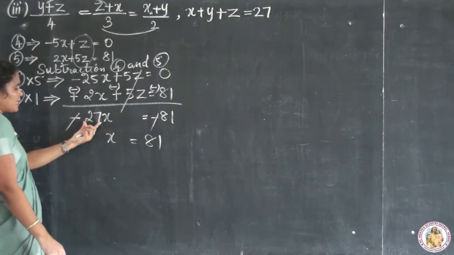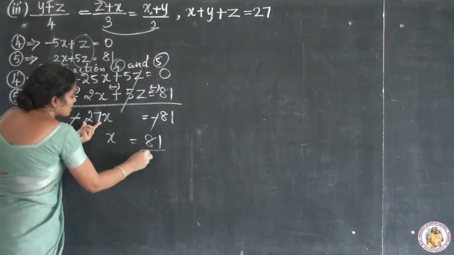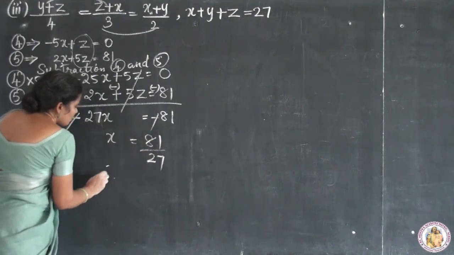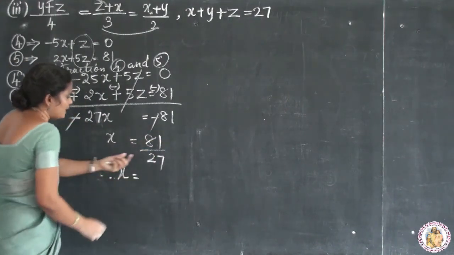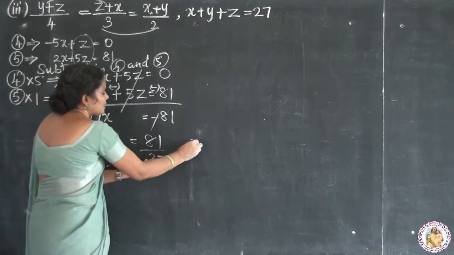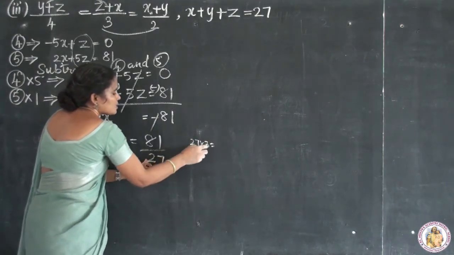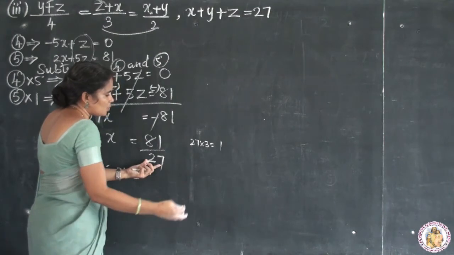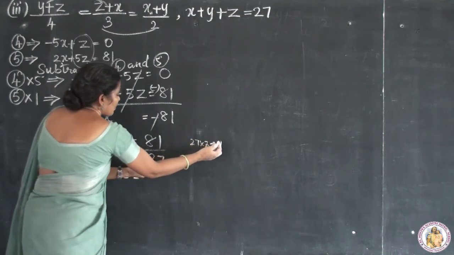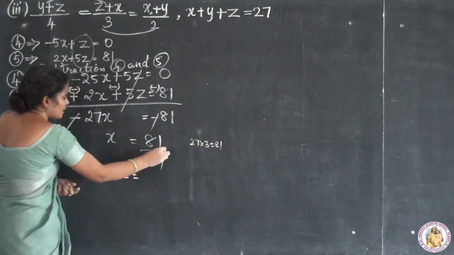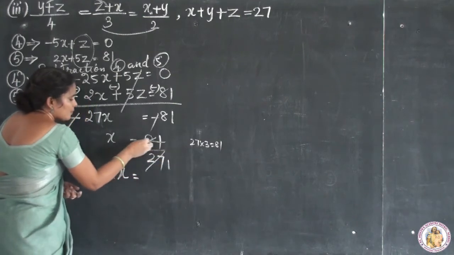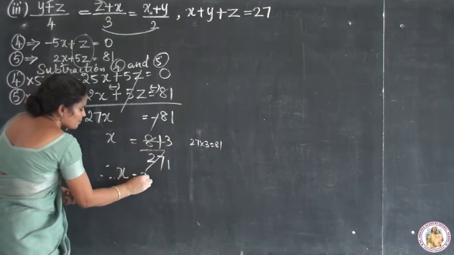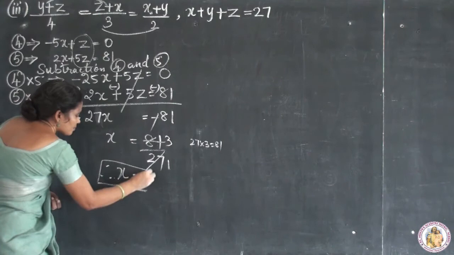27 is in multiplication form, while it moves to the right side it goes for division. Therefore, x is equal to 81 by 27. 27 3s are 81. Therefore, x is equal to 3.